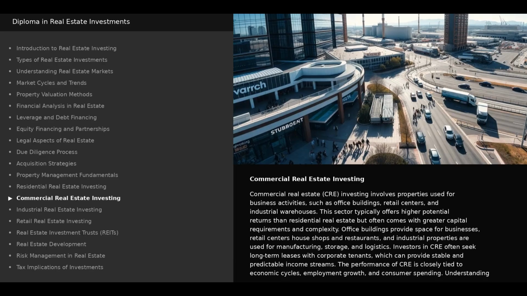Investors in CRE often seek long-term leases with corporate tenants, which can provide stable and predictable income streams. The performance of CRE is closely tied to economic cycles, employment growth, and consumer spending. Understanding the specific needs of commercial tenants and the dynamics of local business environments is crucial.